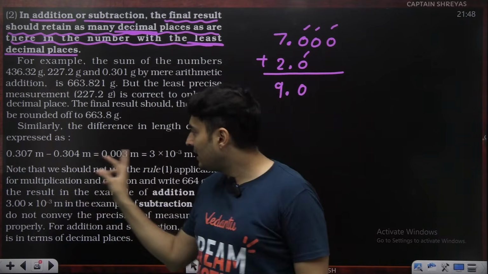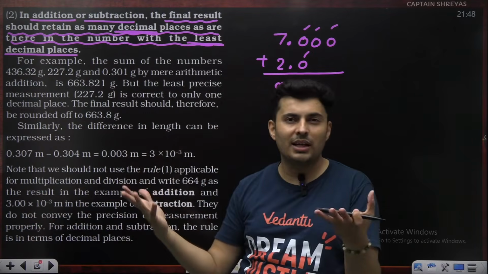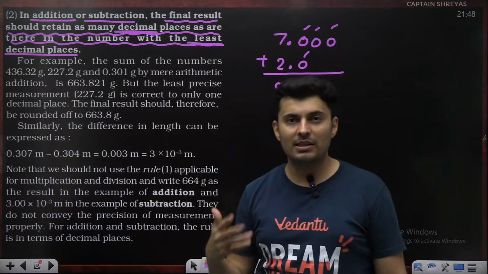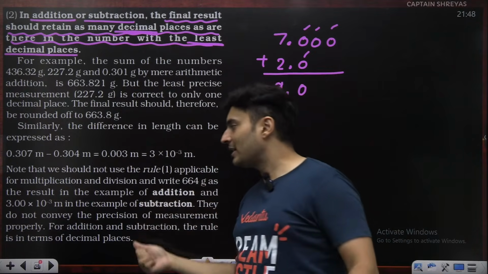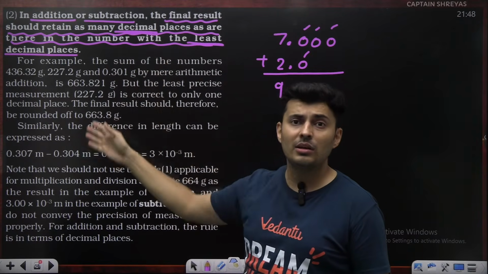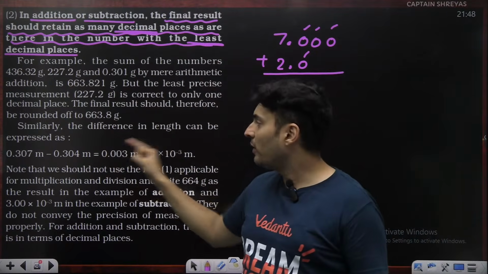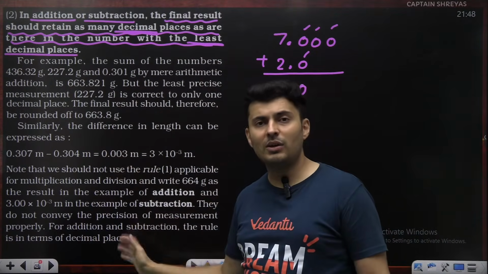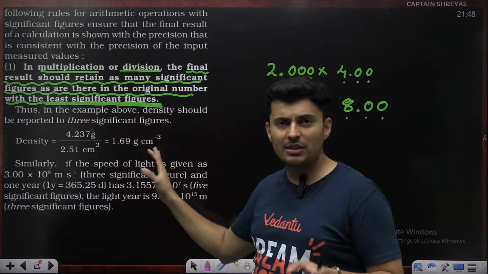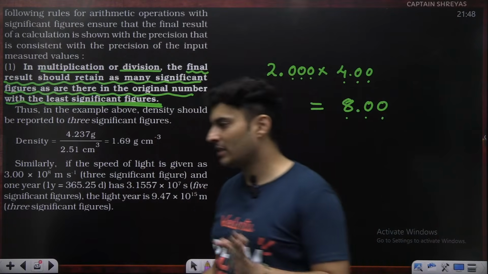So if you write the final answer over here as maybe 3 into some power of 10, the number of decimal places will get affected. Plus, it will not convey the importance of this particular rule. This rule talks about decimal places. So don't worry about significant figures for addition and subtraction. Vice versa, for multiplication and division, do not worry about decimal places, worry about significant figures. That's all they are saying.